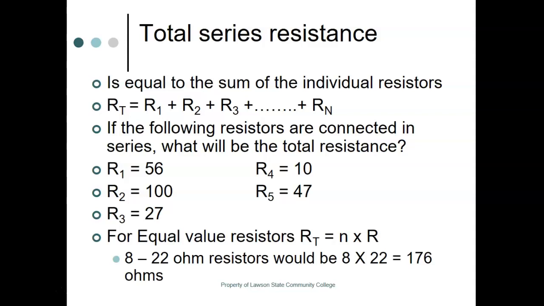So for equal value resistors, if I know the resistance value of that one light bulb in a Christmas tree light string, I can find my total resistance by multiplying it times the number of bulbs. So if I have one light bulb that's worth 50 ohms, and it's a 500 bulb string, what would that give me? All I would literally do is 50 times 500.